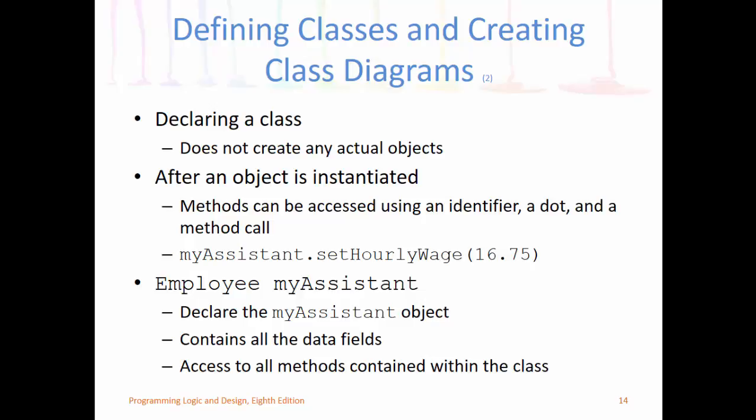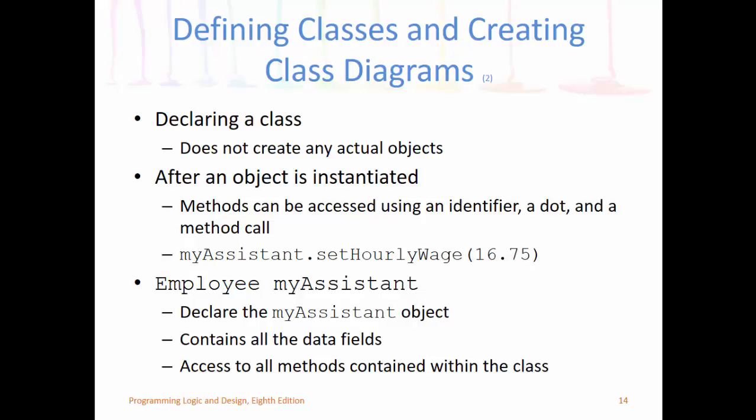Now, once the object has been instantiated, the object will have access to all of the attributes and the methods within the class definition. And we use what's known as dot notation to access those methods. The object identifier, such as a variable like my assistant, dot the method, in this case set hourly wage, and the 16.75 is the argument being passed to the method.